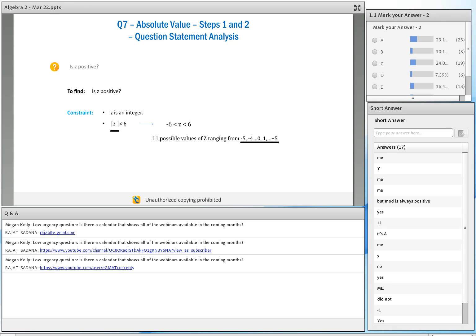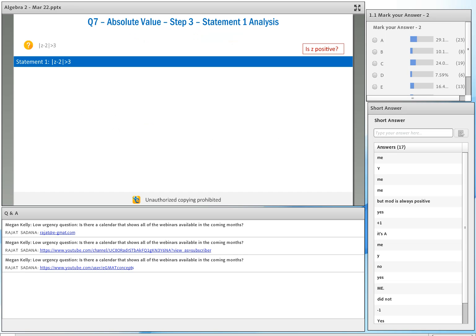All right. So let's go forward. The first statement says the absolute value of Z minus 2 is greater than 3. So, the question that you have is, can you write it like this? And the answer to that is no, you can't write it like this. Why? Because this is only true when we have a less than sign in the inequality. In the absolute inequality, we have this less than sign.